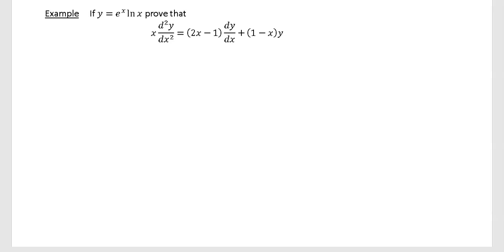Okay, this next example looks horrendous. It says, if y is equal to e to the x ln of x, prove that x times d2y by dx squared is equal to (2x minus 1) upon dy by dx plus (1 minus x) upon y.